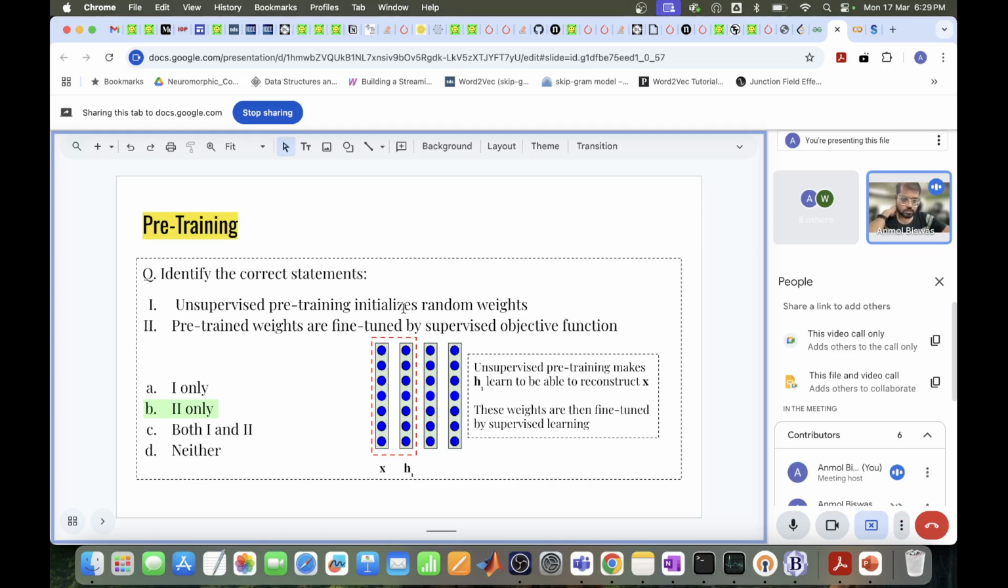This is your first hidden layer. Unsupervised pre-training basically makes it so that this H1 is able to perform an autoencoder function on this X, right? So H1 is able to reconstruct X with the same weights. So you also apply this concept of weight tying, where basically the same weights are used for the encoder as well as the decoder, right? So yeah, this is unsupervised pre-training.